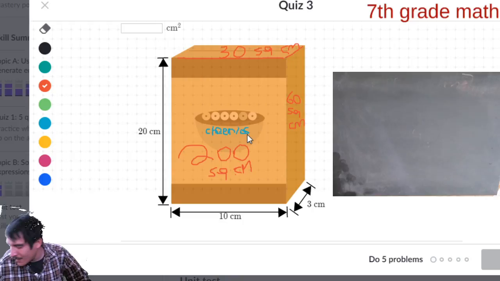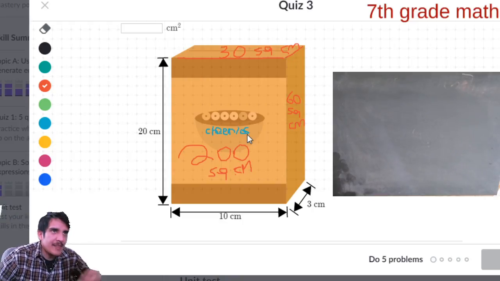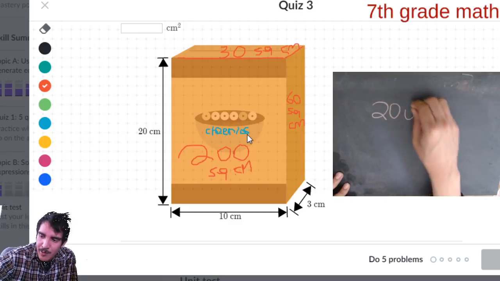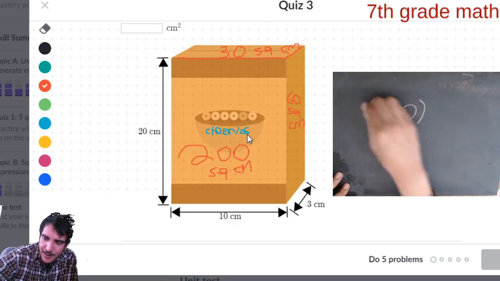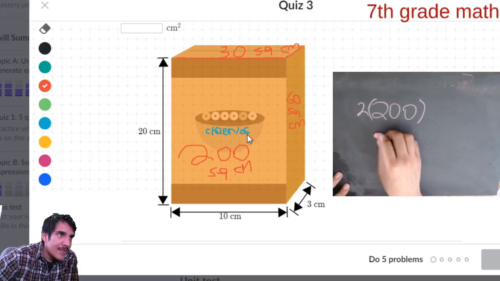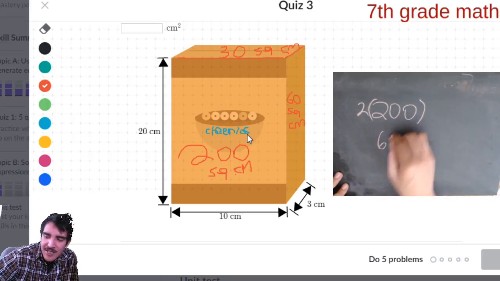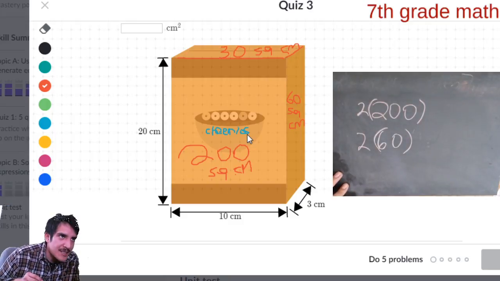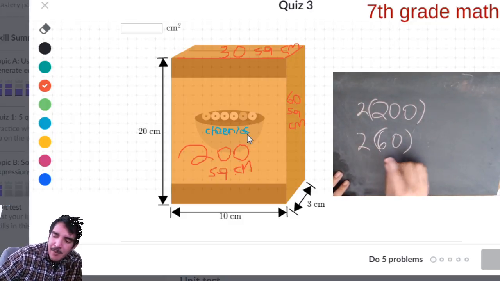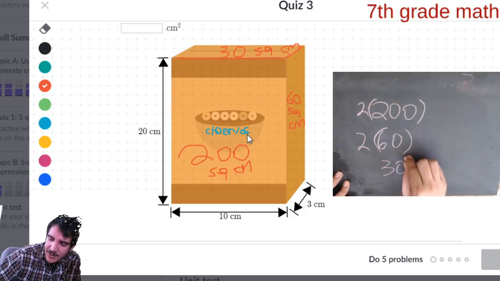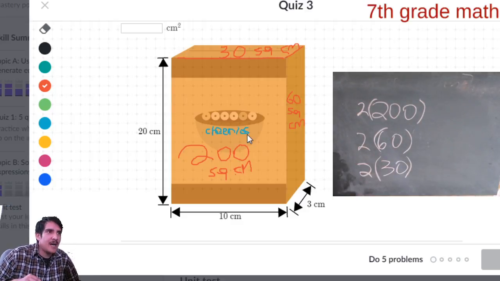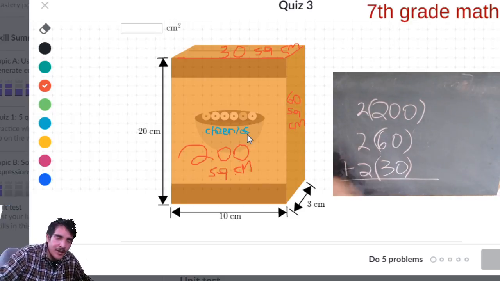Let's do some quick math here. So we have 200 square centimeters, but really we have 2 of those, right? Because it's the front and the back. Then we have the side, which is 60 square centimeters, but really we have 2 of those sides. And then the top of the box is 30 square centimeters, but we have 2 of those. We have the top and the bottom. So we have to double each of these numbers and then add it all together.